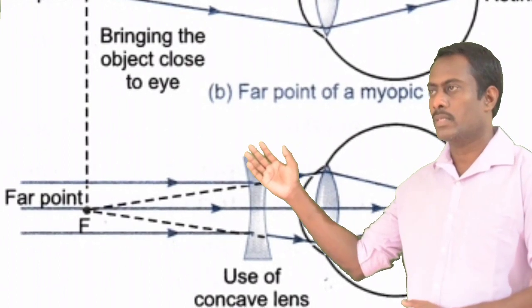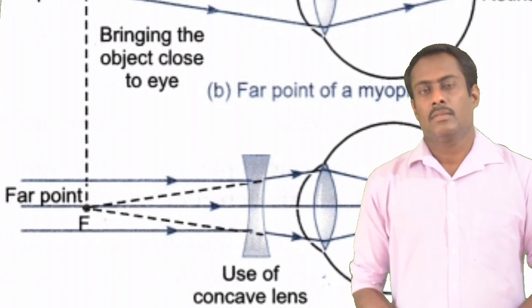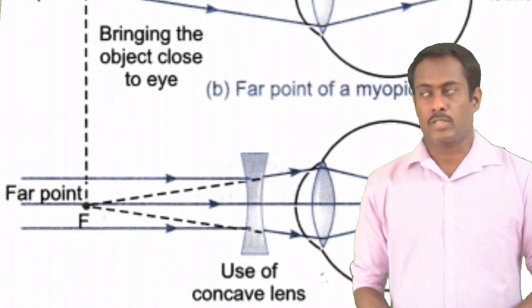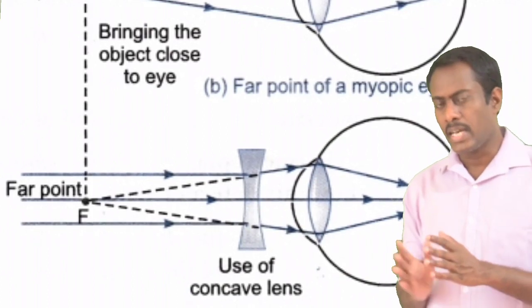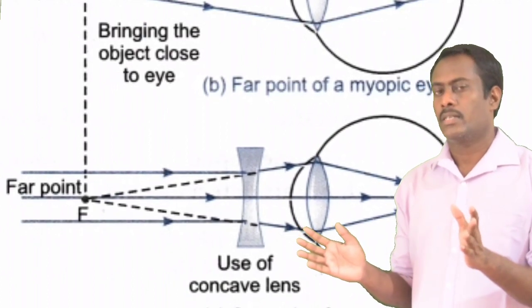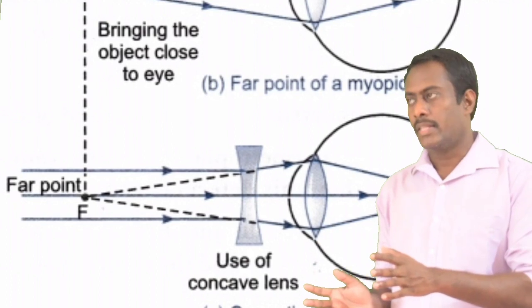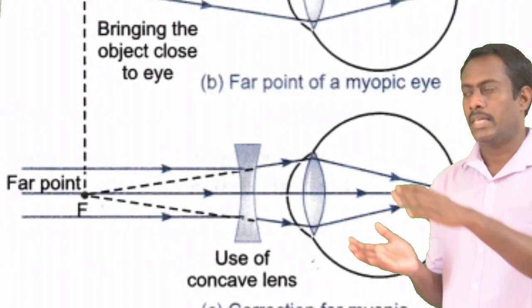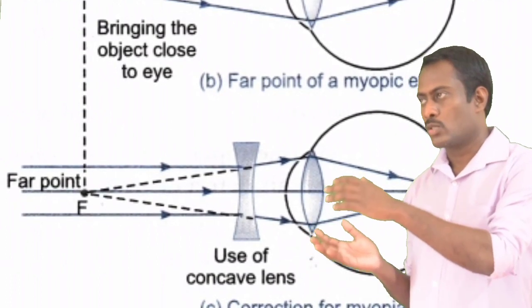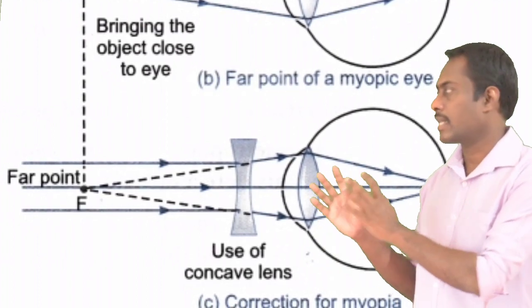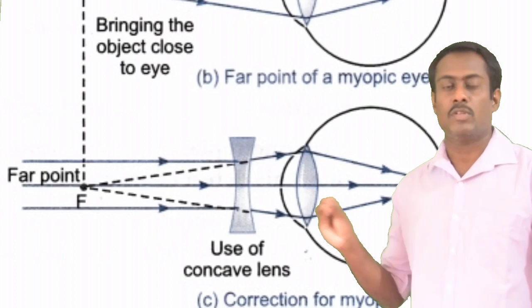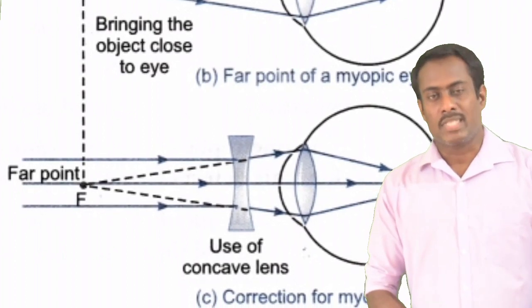This can be corrected by using a concave lens, so that the concave lens will diverge the light after refraction, and this diverged light then enters the eye lens, so that the eye lens can focus it exactly on the retina, and the person will be able to see the things.